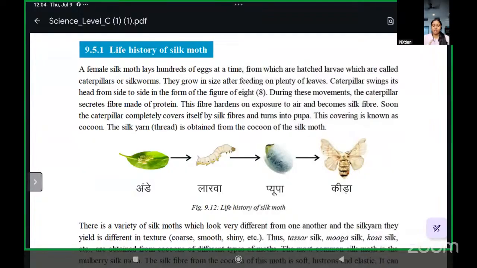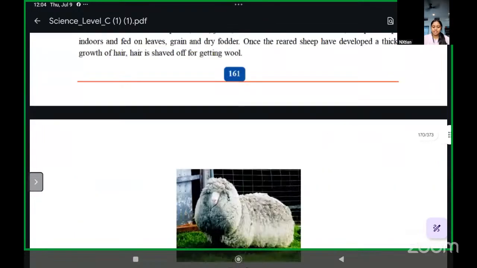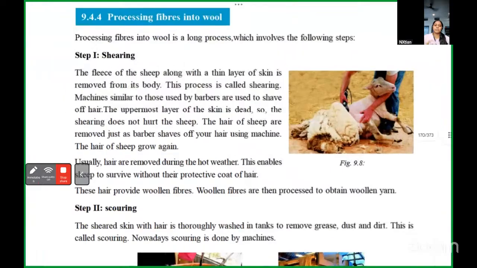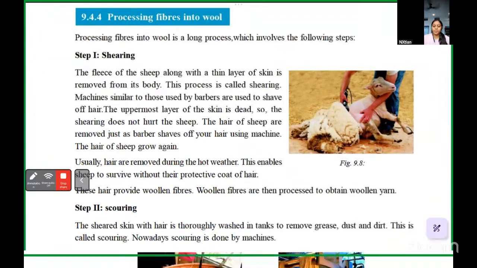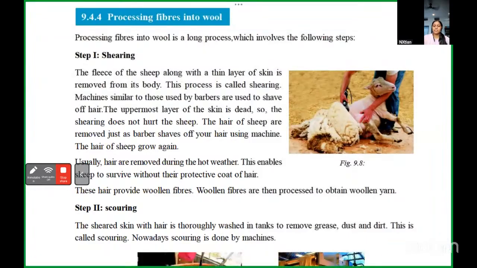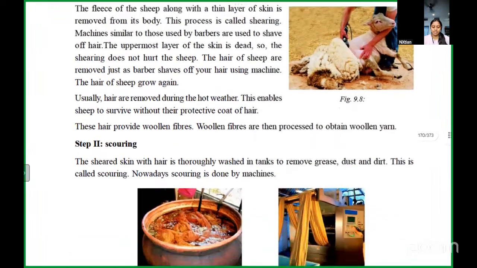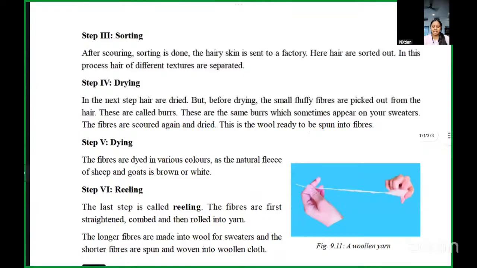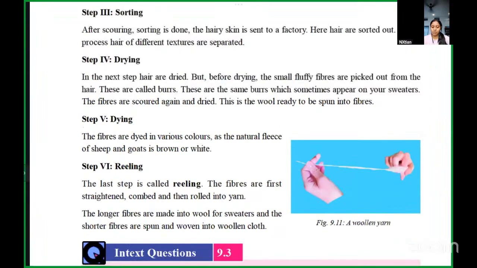Okay. Now, in yesterday's class, we talked about an animal fiber that is wool. We saw how fibers from wool are obtained, and how they are processed into yarn with which clothes or fabrics are made. Woolen fabrics are made. We saw the steps: shearing, scouring, sorting, drying, dyeing, and reeling.